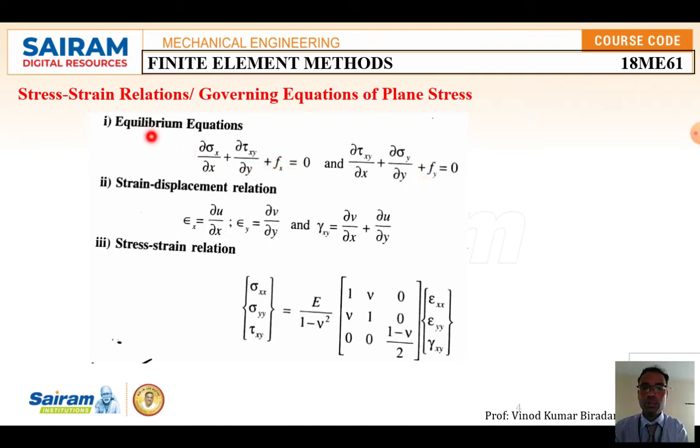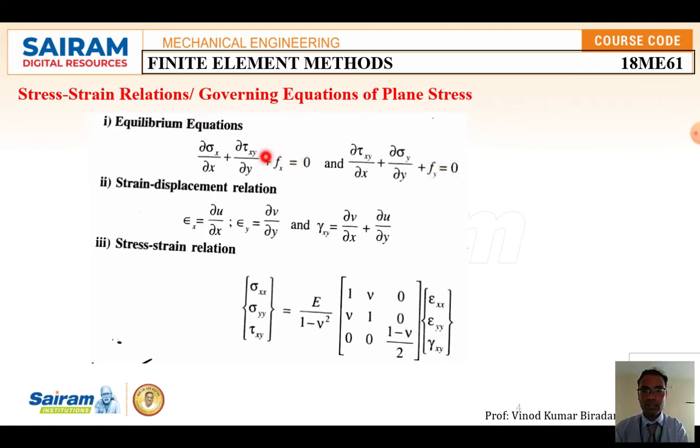The equilibrium equations have two terms. The first is dou sigma x by dou x plus dou tau xy by dou y plus f of x, which is equal to 0. This is the force balance along the x direction. The second equilibrium equation, along the y direction, is dou tau xy by dou x plus dou sigma y by dou y plus f of y, which is equal to 0. This is what we call the equilibrium equations.